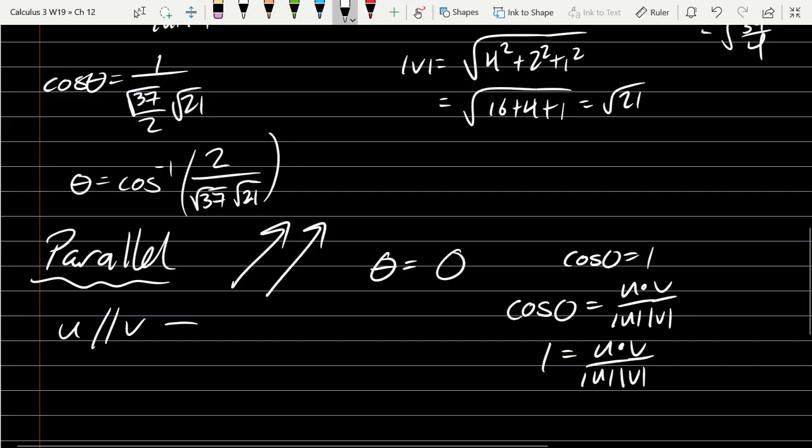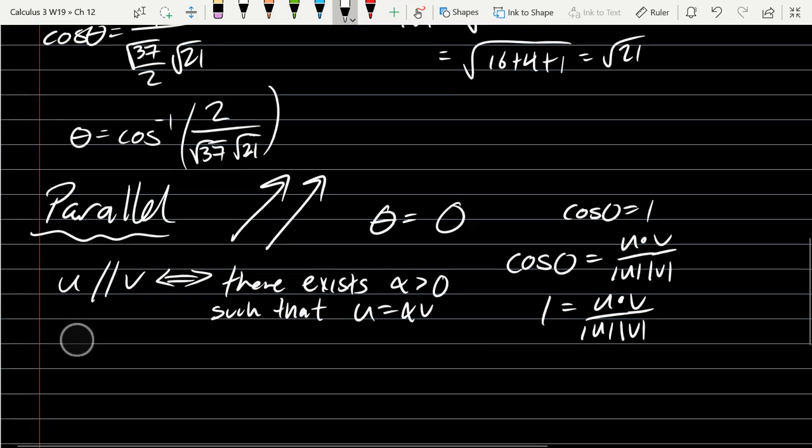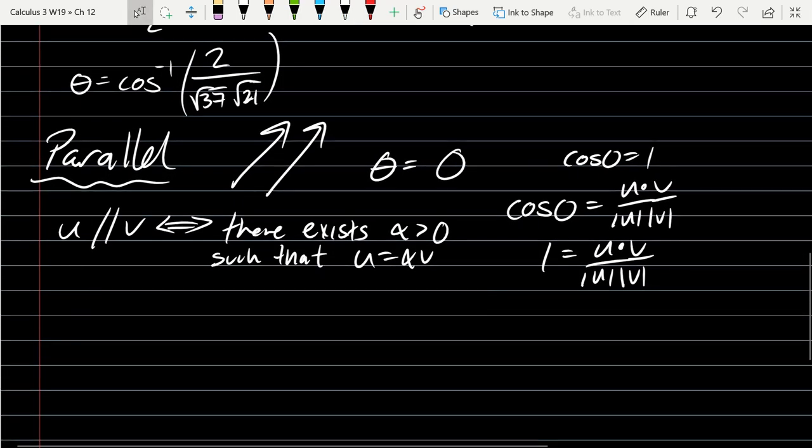So u is parallel to v exactly when there exists alpha greater than 0 such that u equals alpha v. That's what we saw back when we did the scalar product. That was how to determine they're parallel. So that was parallel. And this is a horrible, ugly formula to determine parallel.